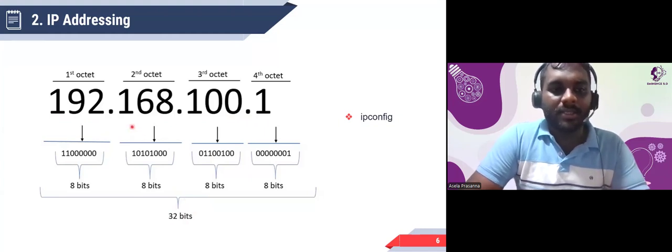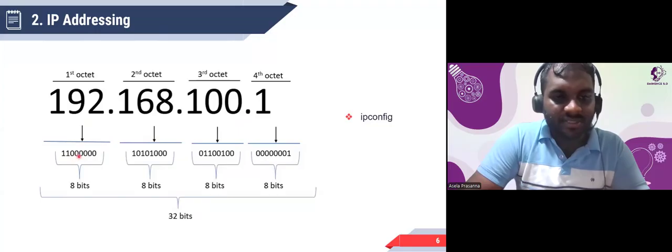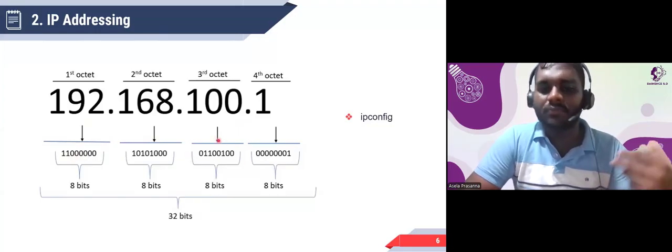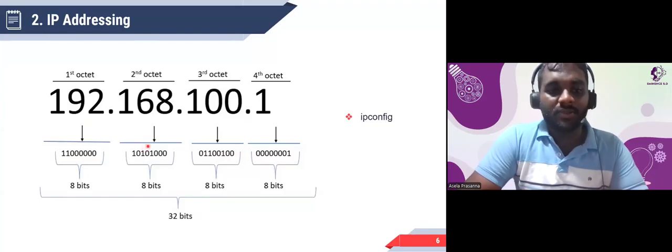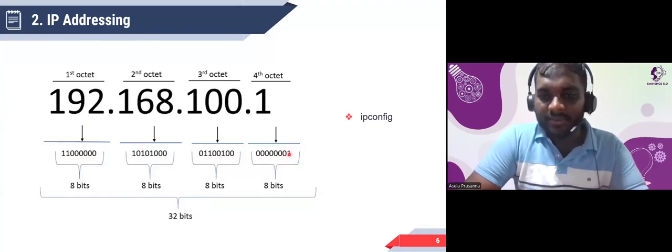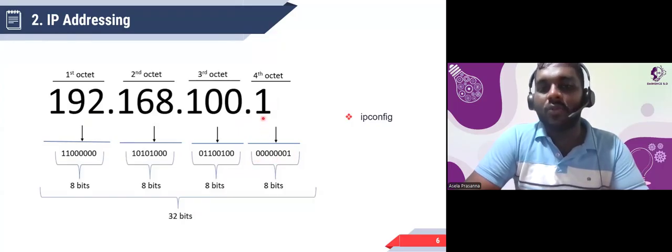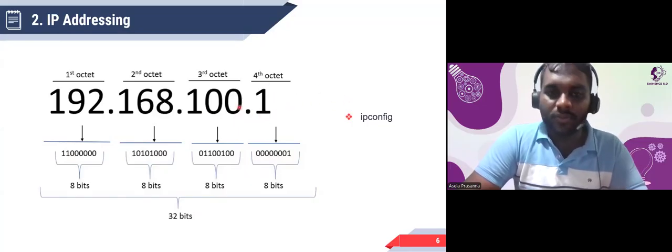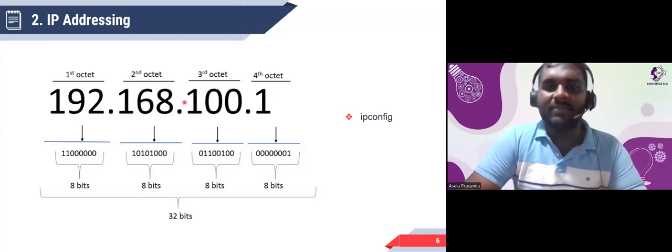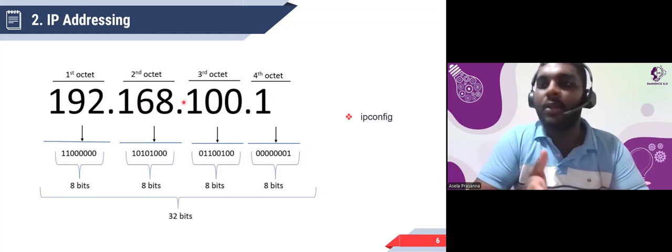The basic thing is that we can change these ones and zeros and make many numbers. If we change this 1 to 0, then this number will change. By changing all of these, we can have 256 values for this, and also for this we can have 256, for this also 256, this also 256. By changing them and having different combinations, we can have many IP addresses. That's the main idea of an IP address.